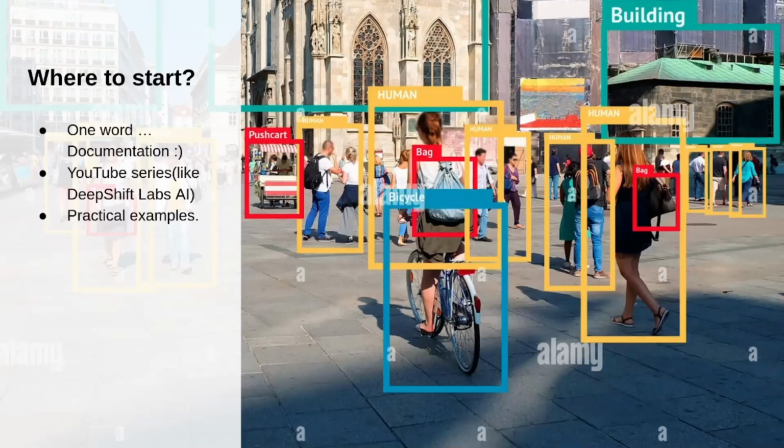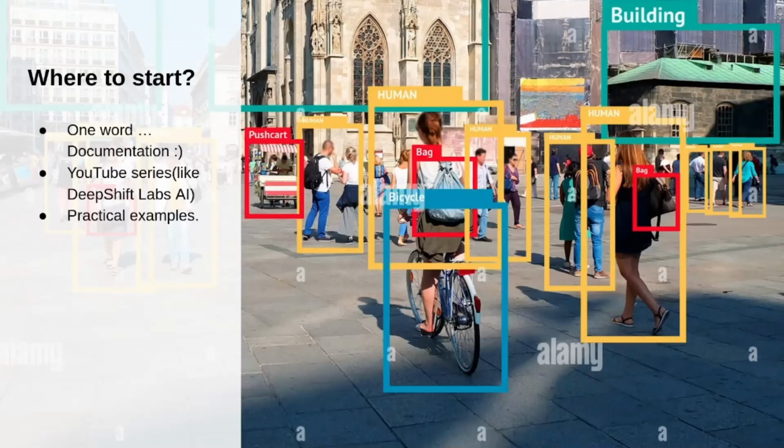Now, YouTube series like the ones we make at Deep Shift Labs are also a great way to learn fundamental concepts of artificial intelligence to give you a more robust understanding on what your AI model is doing. But by far the most important thing that everyone should use when learning AI is practical examples. If you just read through the documentation, it's not going to do you much good.